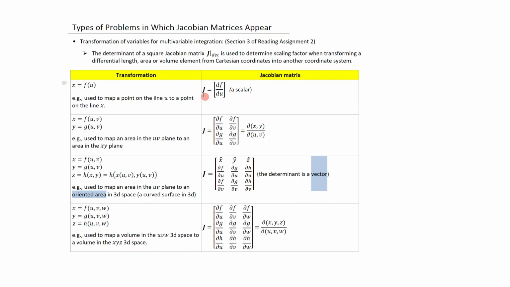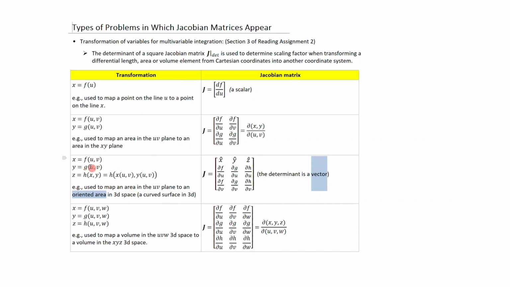So this Jacobian matrix is a 1-by-1 matrix, which is equivalent to that of a scalar. On the other hand, if we have a two-variable system where x and y are both functions of u and v, this would be used to map an area in the uv plane to an area in the xy plane. In this case, the Jacobian matrix would take this form, and we would end up taking the determinant of this matrix, and that will be the scaling factor that allows us to compute the area in another coordinate system.